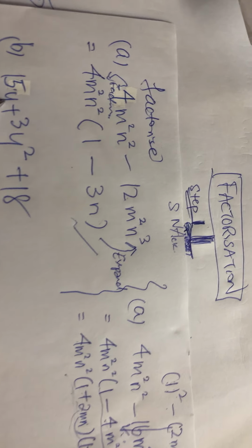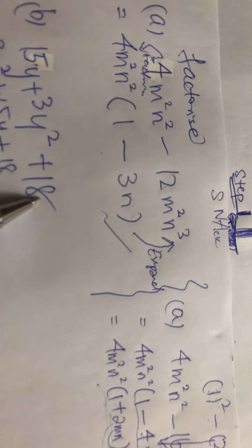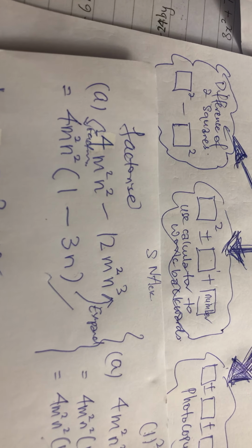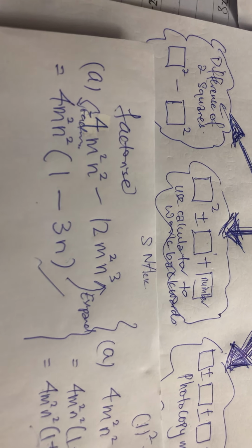This question: 1, 2, 3 things. Okay, 3 things can't be the difference of 2 squares. Okay, it has to be the middle one. Right, can't be the photocopy method also.